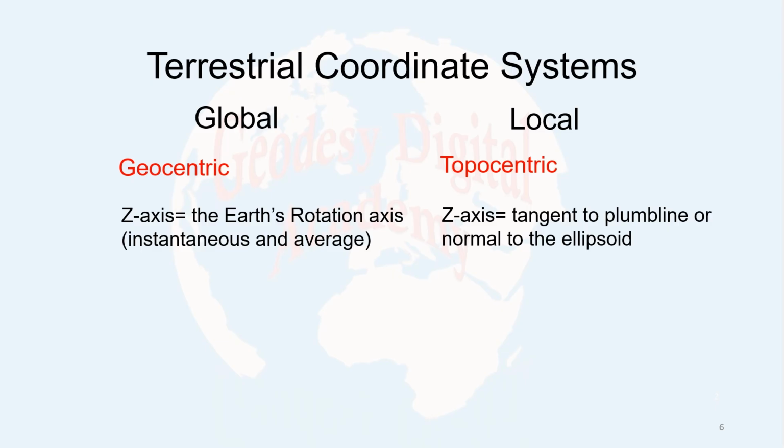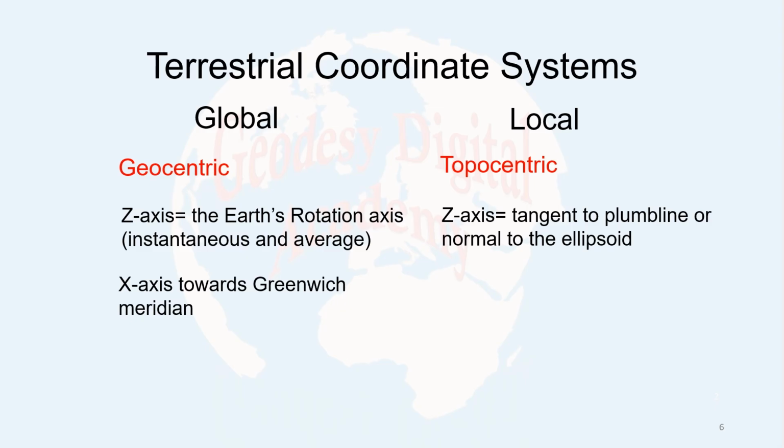The x-axis is defined for terrestrial systems towards the Greenwich meridian. And again, if the z-axis is instantaneous, the Greenwich meridian will be instantaneous, because this meridian is defined based on the z-axis. And if it is average, then the x-axis or the Greenwich meridian will be average.